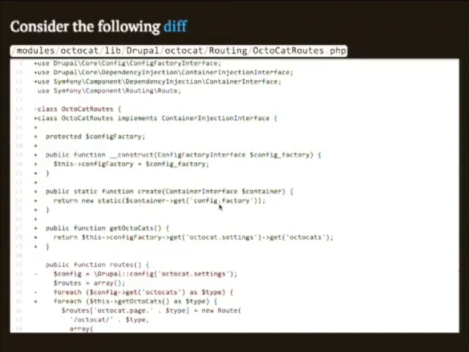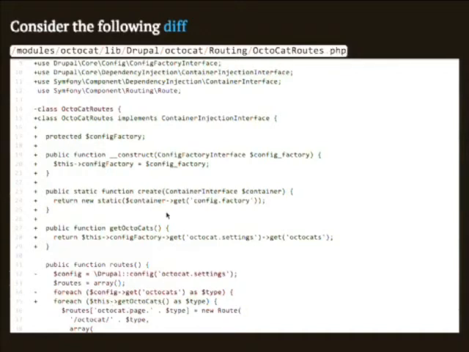So now we have the ability to create a public function called getOctocats that is contained within this class, and it's going to say, okay, this config factory, get the Octocat settings, and from it, get the Octocats array. So now, when we actually have our routes function, we don't have to call config and then get from config, we can just say this get Octocats as type. So what did that do for us?